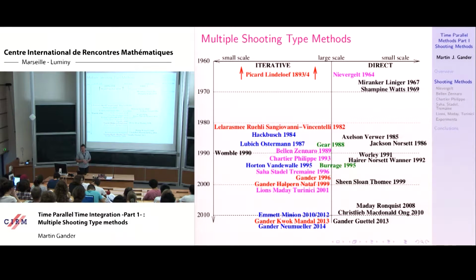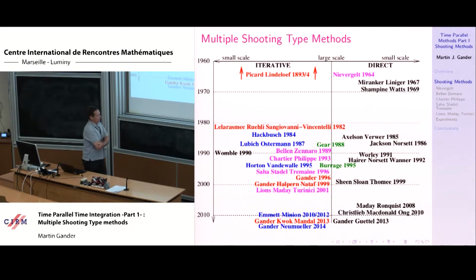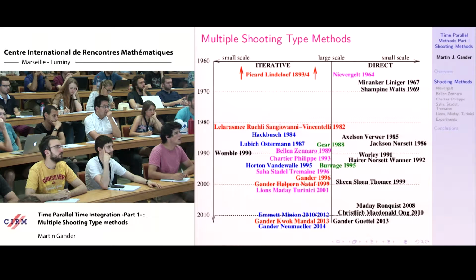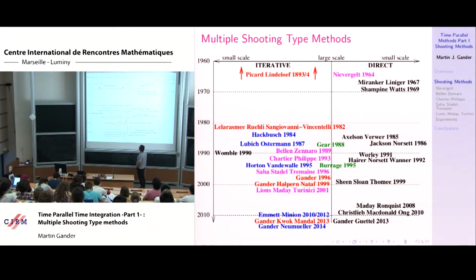So I start with the multiple shooting type methods. These are the magenta methods on this graph. And the first idea goes back to a paper by Nievergelt in 1964, which was not really an iterative method. It was a direct method, but the idea led to iterative methods here. And it was this paper by Lions, Maday and Turinici which sparked a lot of activity in this field again. Before, people had worked on it, but a lot of activity was sparked by this method here. So I will explain now the key ideas of these 5 magenta papers in the next half hour.